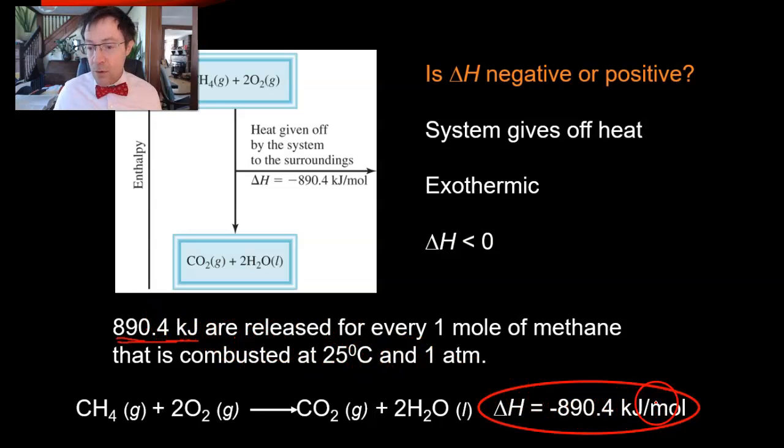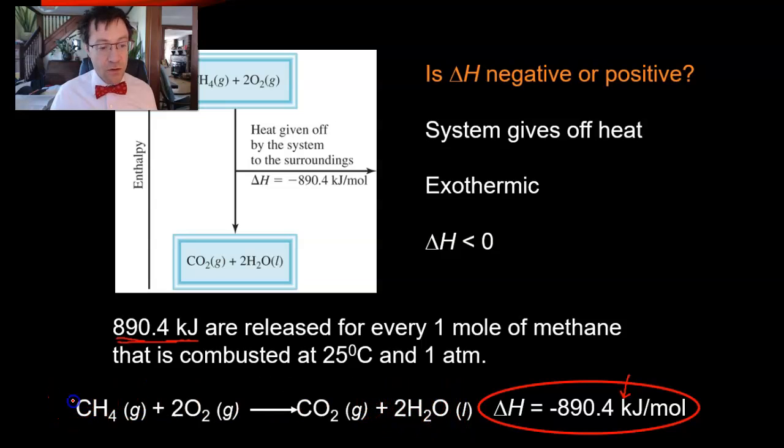So we got the kilojoule part. Now this equation is going to demonstrate another little detail that I want you guys to look at. 1 mole of methane combines with 2 moles of oxygen and yields 1 mole of carbon dioxide gas and 2 moles of liquid water.